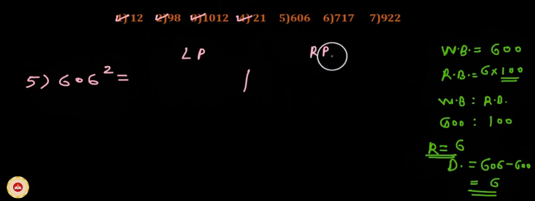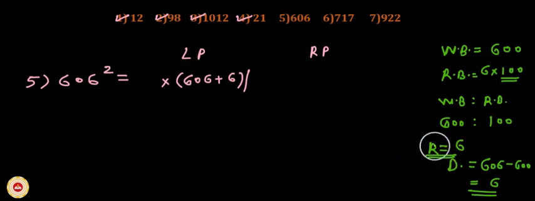Left part and right part. We have drawn a slash to separate the left part and the right part. What is the left part? Sum of the given number and its deviation. It means 606 plus 6. But this is an example where the working base is applicable, so multiply the left part by ratio 6. Now the right part. What is the right part? Deviation squared. 6 squared. 6 is the deviation.